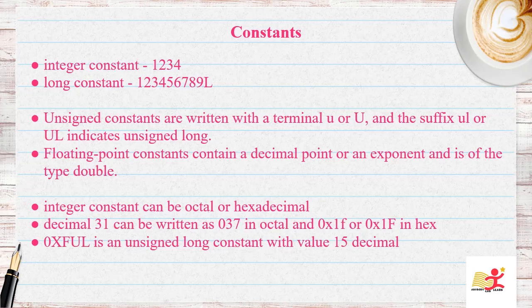Unsigned constants are written with terminal small u or capital U, and for unsigned long it is ul, small ul or capital UL. And floating point constants contain a decimal point or an exponent or both. Their type is double unless suffixed. That is, if they are suffixed with small f or capital F, they indicate a float constant, and small l or capital L indicating a long double.